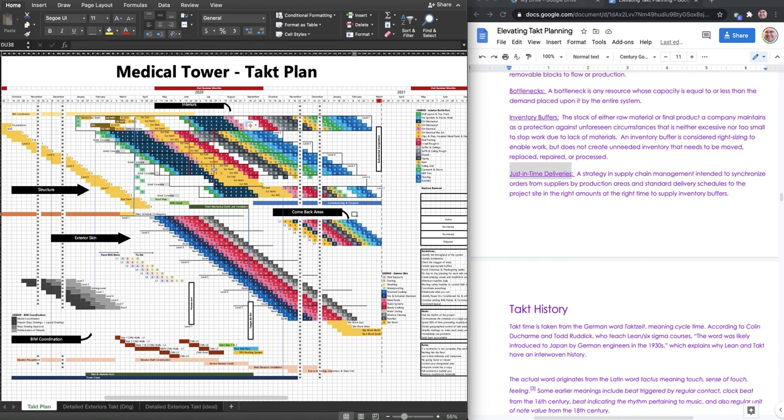So those are the basic definitions and components of a Takt Plan. There's a lot of different ways to look at Takt Plans, so there might be some things we didn't cover here tonight, but those are the basics. So hope this was helpful. On we go.